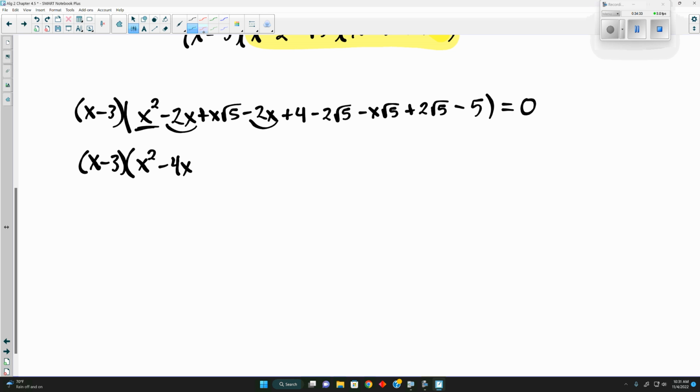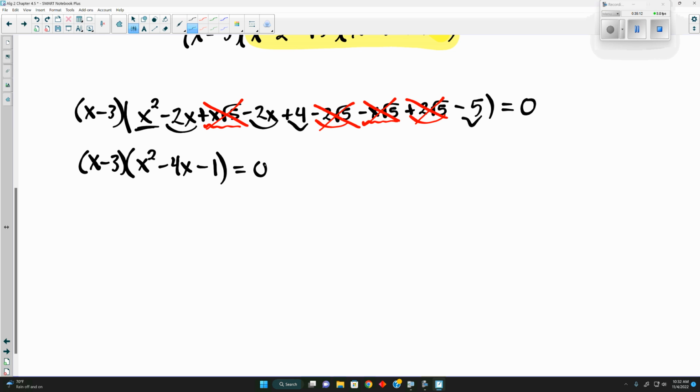But speaking of those, here I have plus x square root of 5, yes? Here I have minus x square root of 5. That is what? X square root of 5. They are gone. That is 0. Here, negative 2 square root of 5 plus 2 square root of 5, that is 0. Then 4 minus 5 is negative 1. So we get this here.